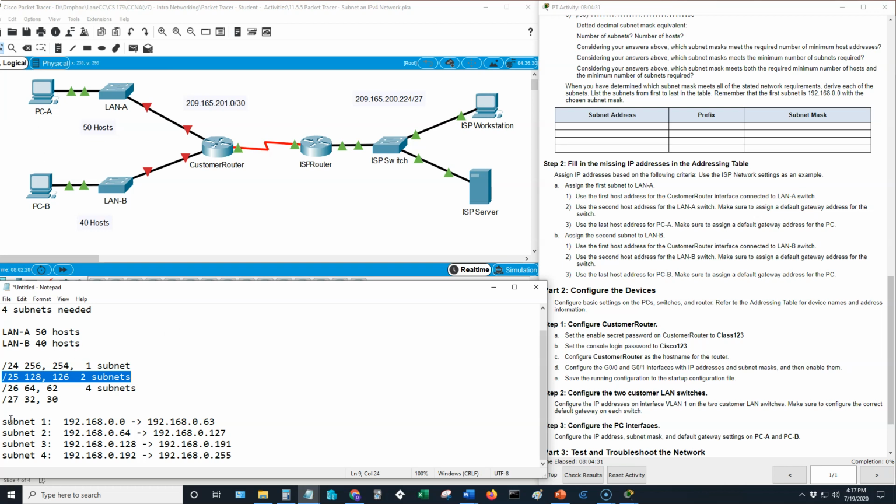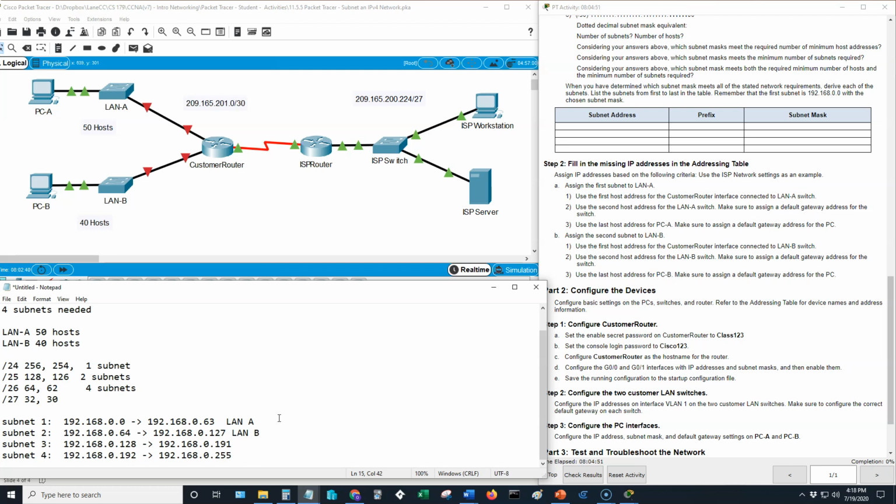So this will be the subnet for LAN A. The second one will be for the subnet for LAN B. So this is LAN A, and this is LAN B. Now these two are going to be unused.